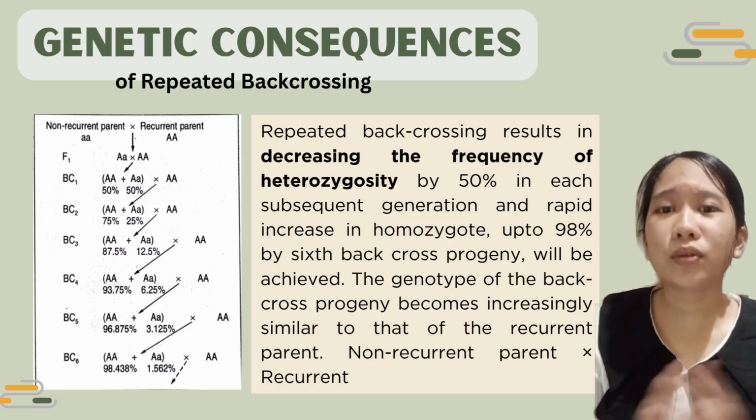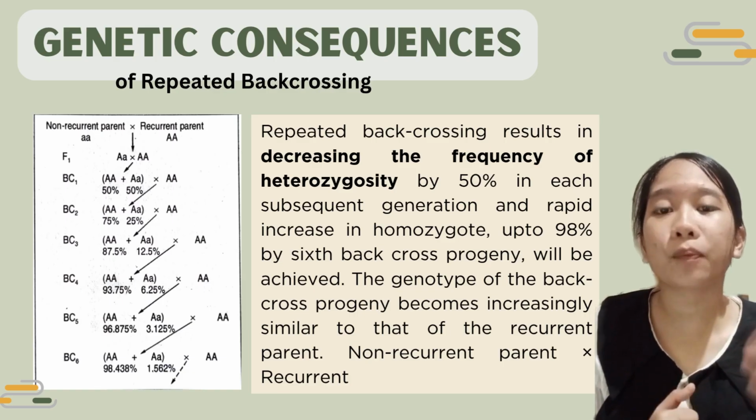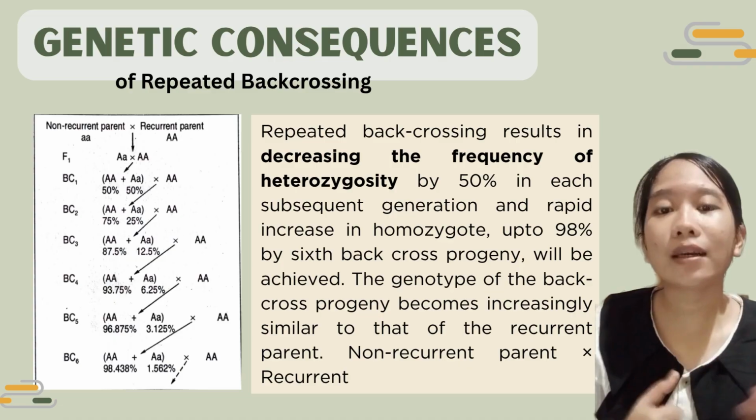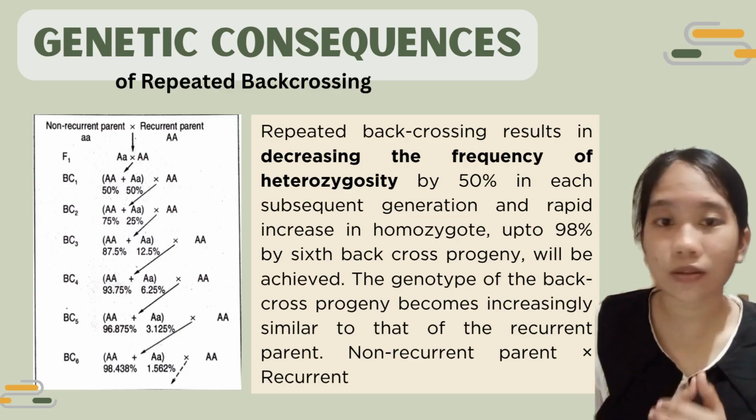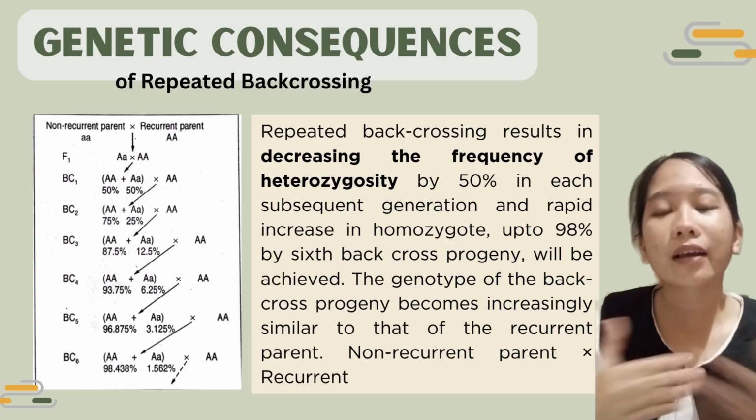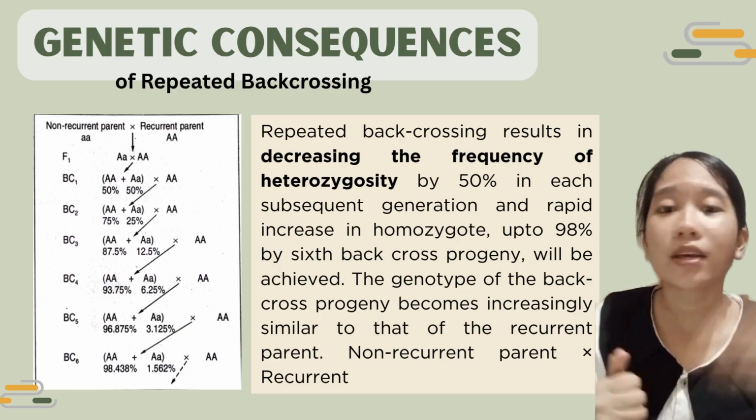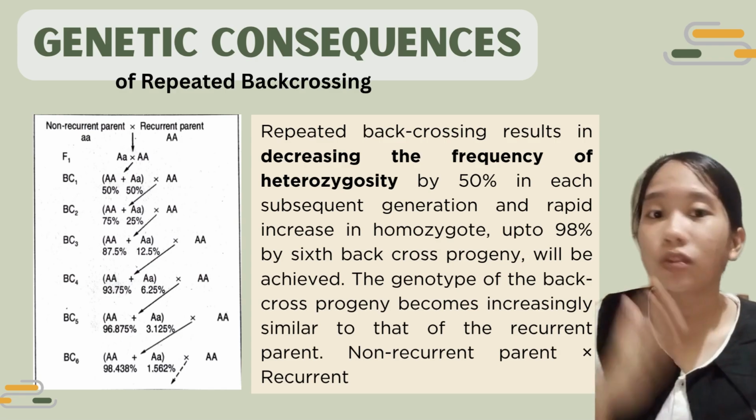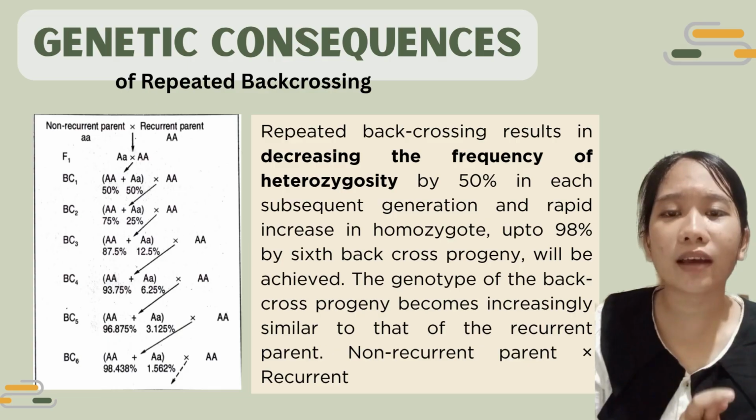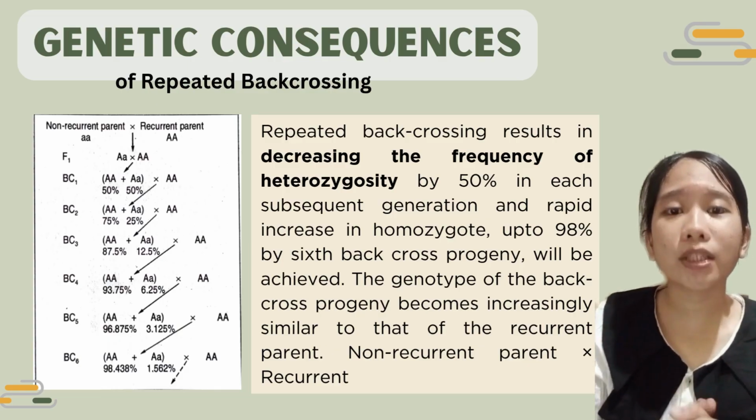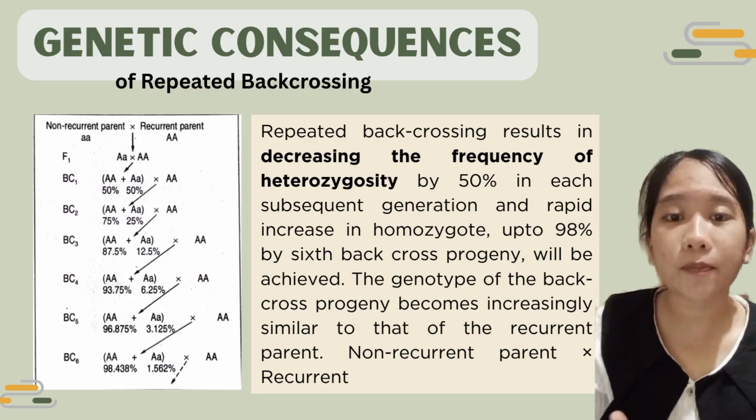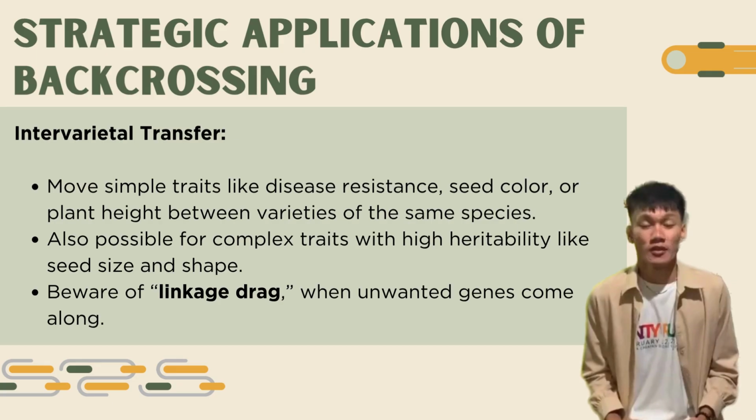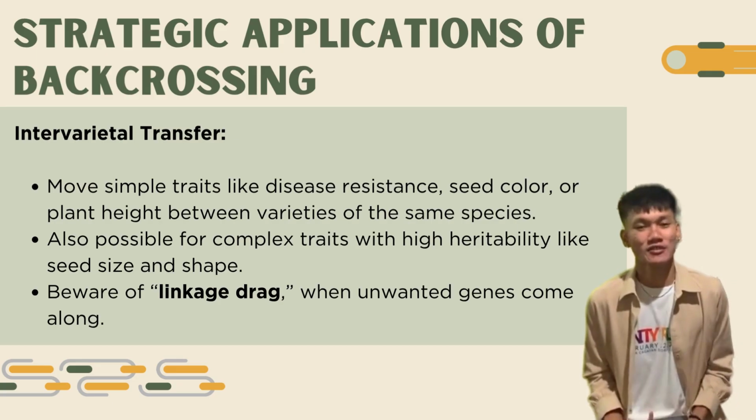Kada backcross, it reduces the heterozygosity by 50% per generation while increasing homozygosity, either the homozygous dominant or the homozygous recessive. Since ang result gyud kada cross nila is the homozygous, it's either the homozygous dominant or the recessive. This means that kada backcross, ang progeny's genome becomes more similar to the recurrent parent, except for the specific recessive gene that's being transferred.